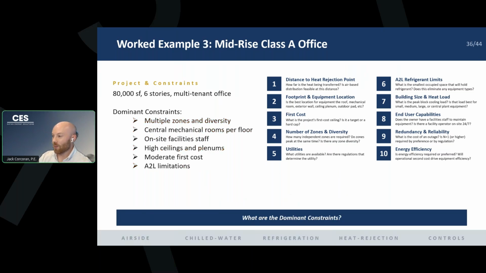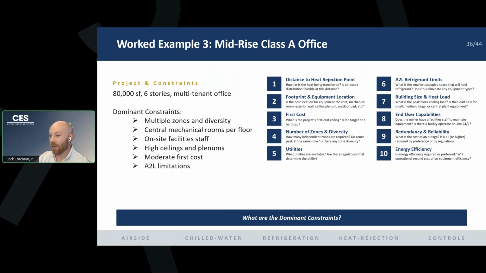Now we'll take the same office building, but your architect says, okay, fine, we're going to give you a central mechanical room on every floor. And we actually have much higher ceilings, or slab to slab, than we thought. So you have more space in your ceilings to run ductwork.